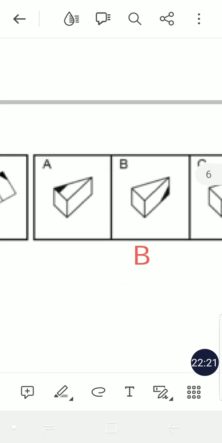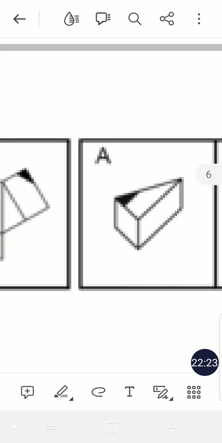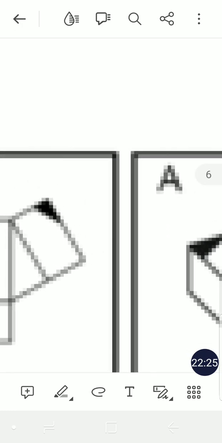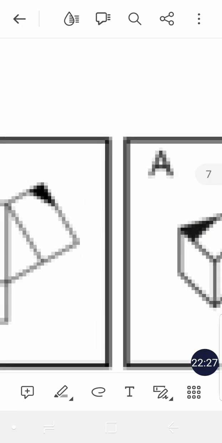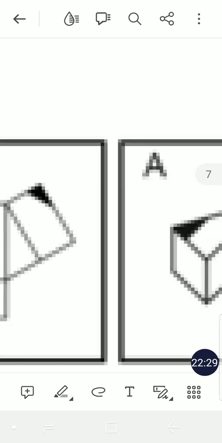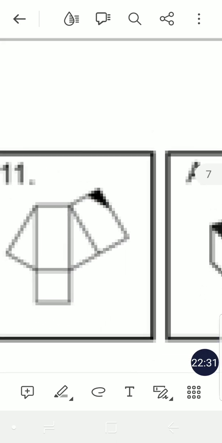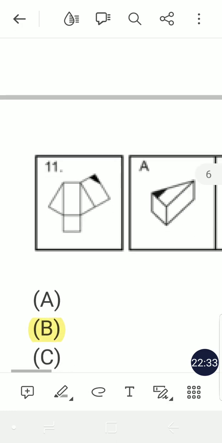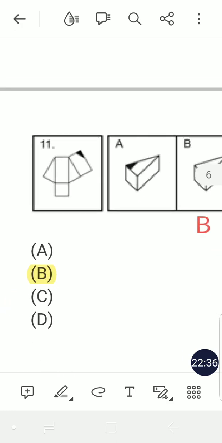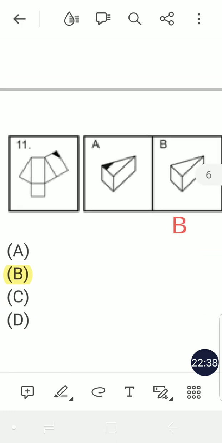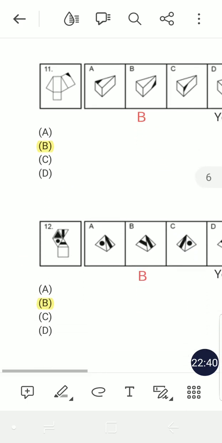Okay, yeah, like I showed you earlier, focus on these two sides here, like that, and that's the way I reason out for this question.